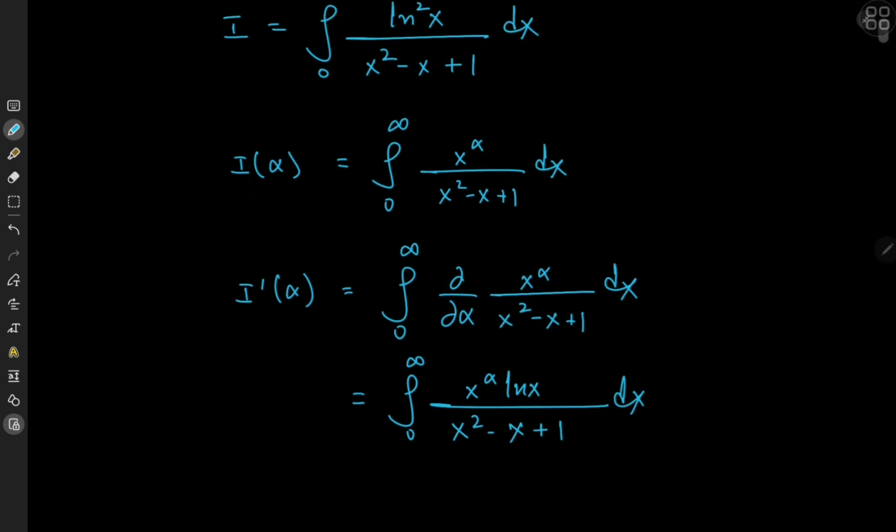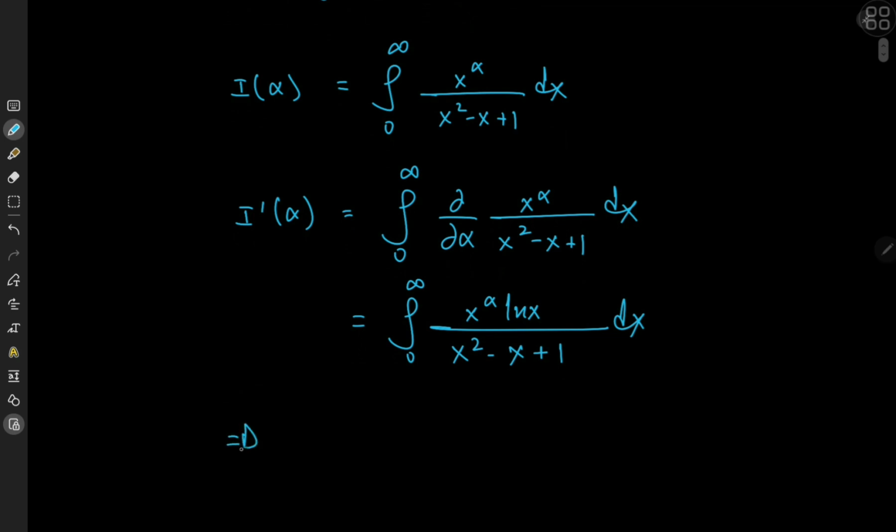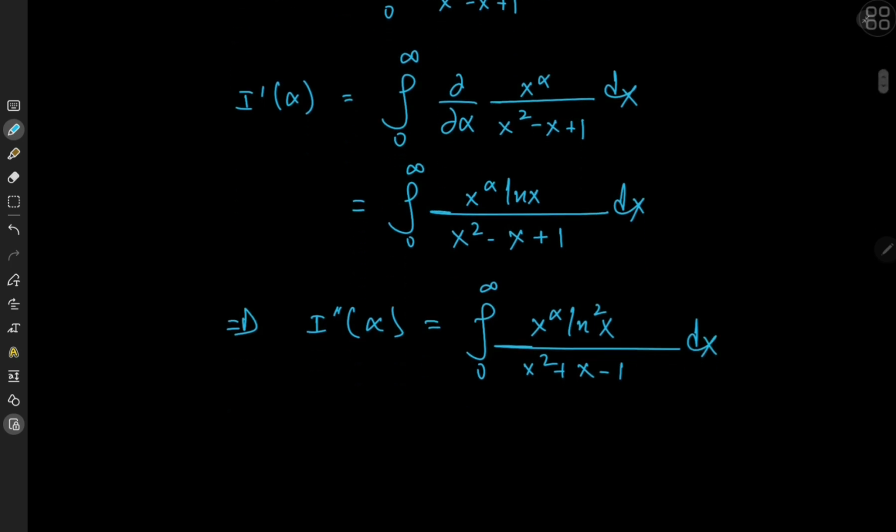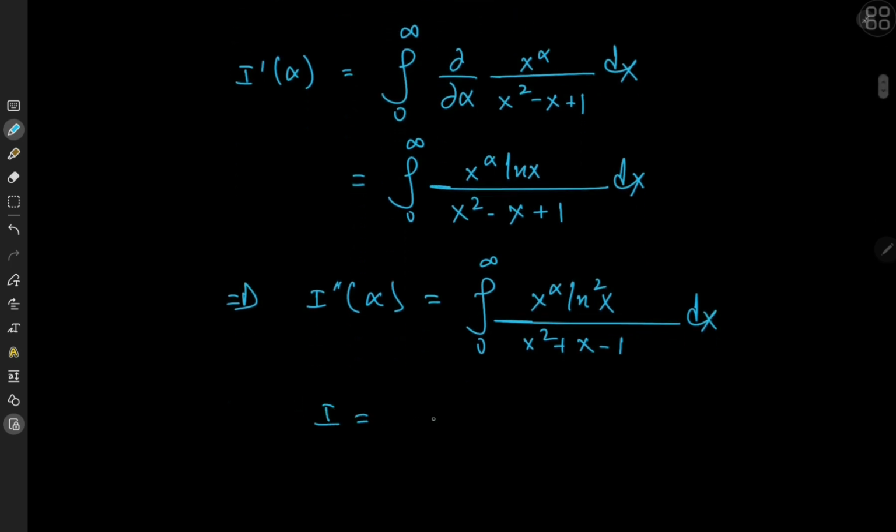Now, notice that if we differentiate this thing one more time, we get the second derivative of I with respect to alpha equal to the integral from 0 to infinity of x to the alpha times log square x divided by x squared minus x plus 1 dx, meaning that the target integral is actually just the case of alpha being equal to 0 for the second derivative of the integral function.